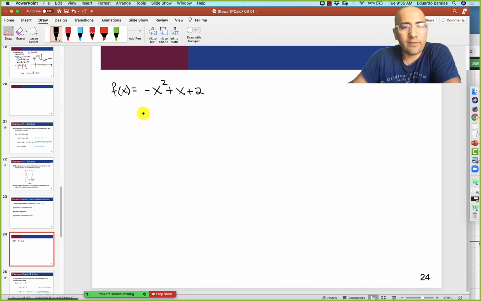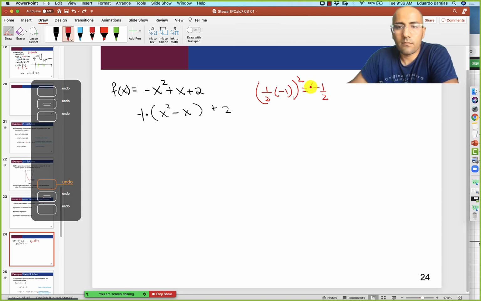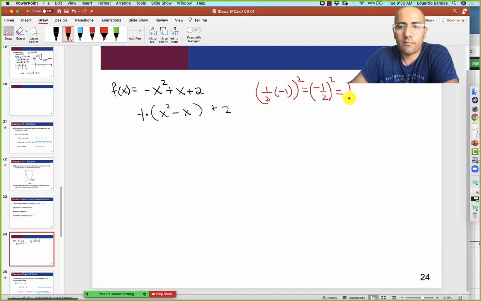Okay, so the first thing we have to do is factor out this minus 1. And now we have an x squared minus x, and then there's still a plus 2 out here. And remember, the little formula for the perfect thing to add or subtract is going to be half of this squared. So it's going to be 1/2 times negative 1 squared. Well, that's going to be negative 1/2 squared, which equals positive 1/4. Good. Okay, so then we're going to add and subtract that.